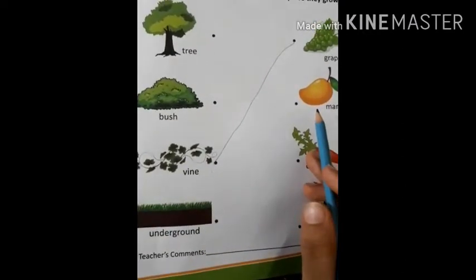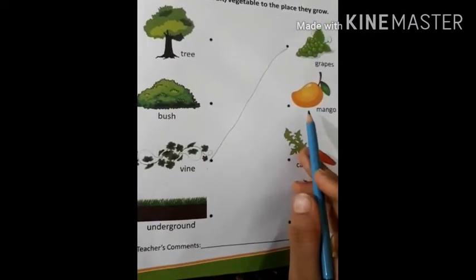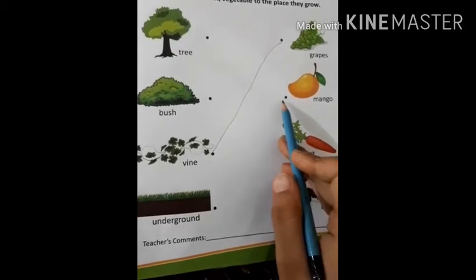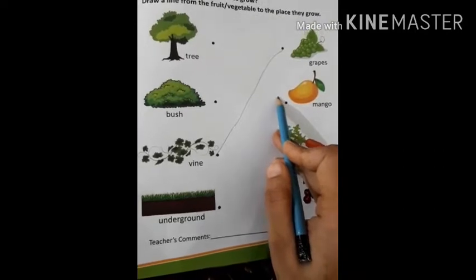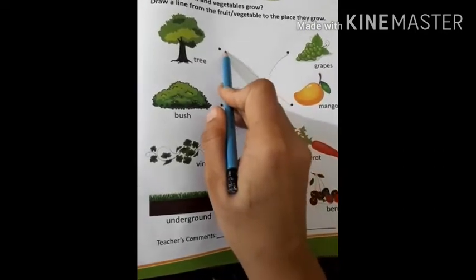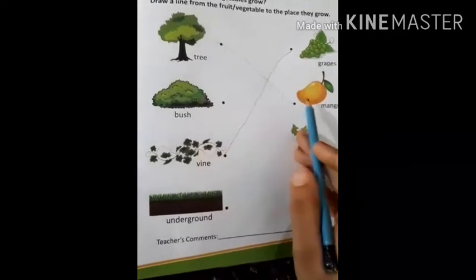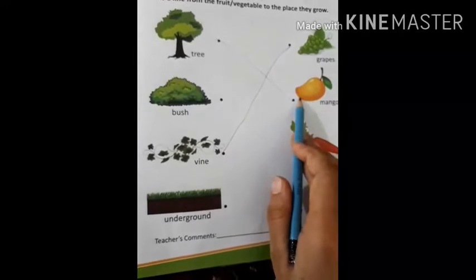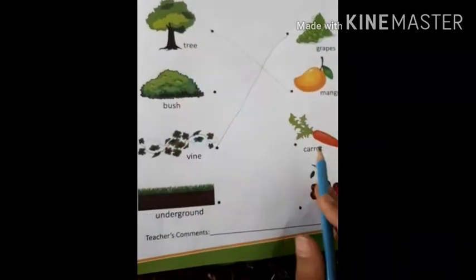Now look at the next picture. Here we have a mango. Where does mango grow? Yes, mango grows on the tree. So you will sketch a line from the mango to the tree. Mango grows on the tree.